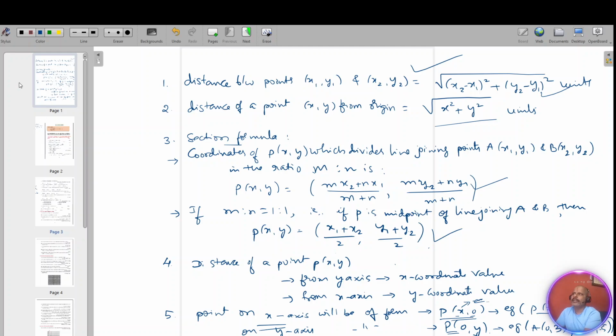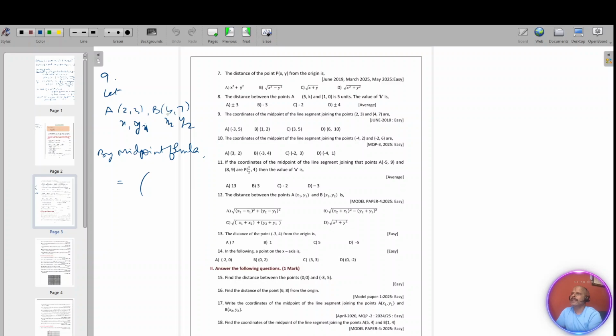So by the midpoint formula, what we have is (x1 plus x2) by 2, (y1 plus y2) by 2. We put the values: (2 plus 4) by 2, (3 plus 7) by 2. So 6 by 2 and 10 by 2. That becomes 3, 5. Where is the answer? C, (3, 5). So you can cancel here, no worries.